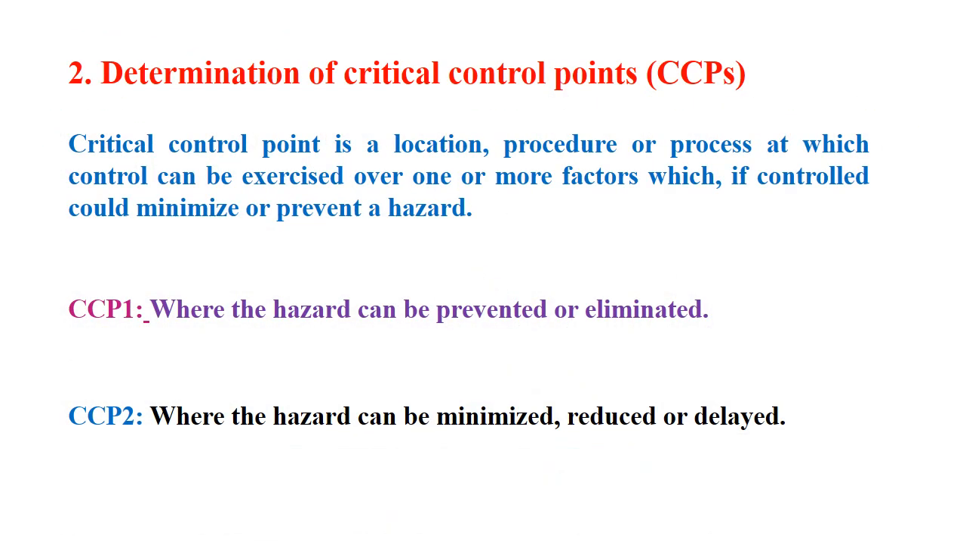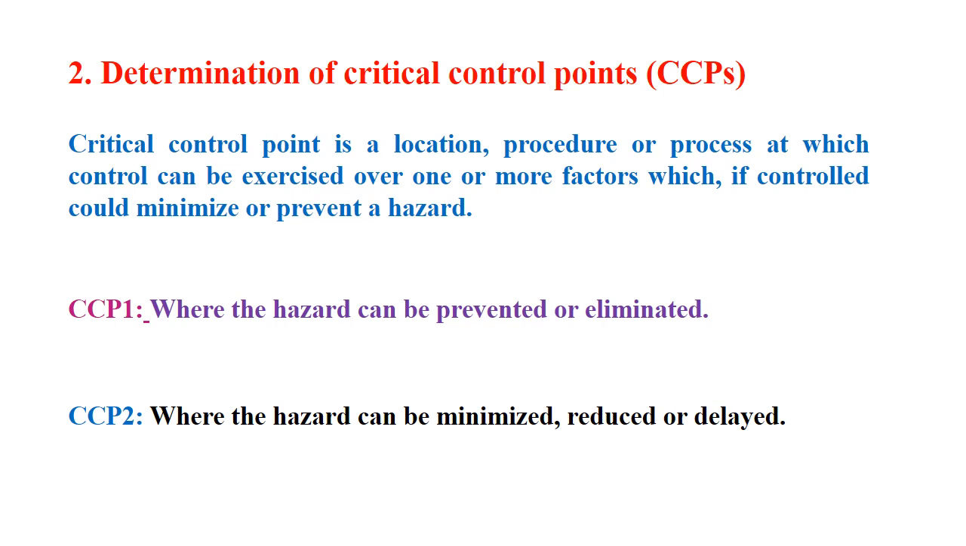Now the second principle is determination of critical control points. Critical control point is a location, procedure or process at which control can be exercised over one or more factors which, if controlled, could minimize or prevent a hazard. So already I have earlier explained some particular steps where we can have the control measures and prevent any hazard.